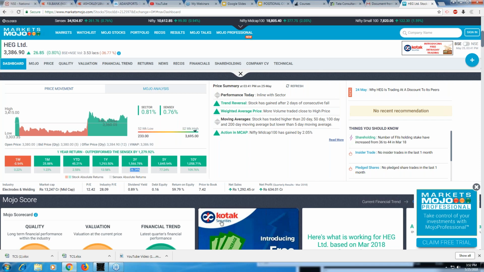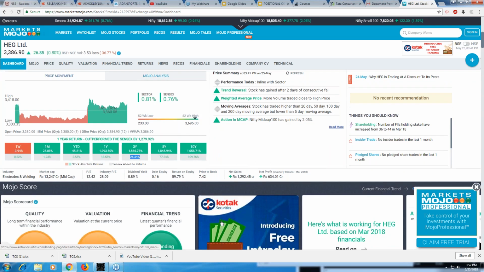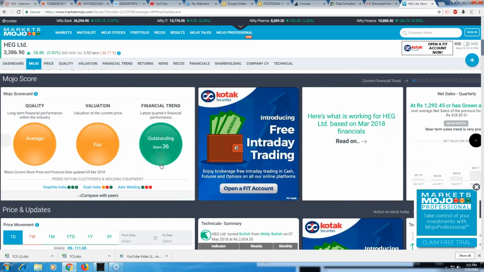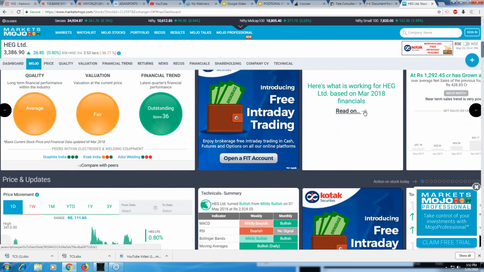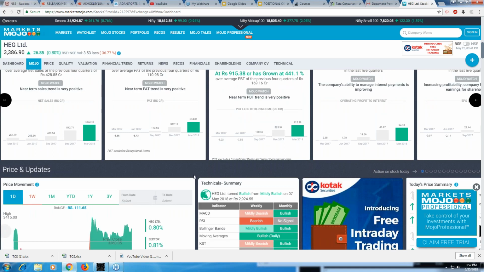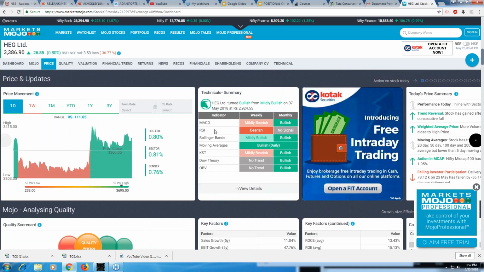Then comes the quality Mojo scoreboard. Quality is average, valuation is fair, financial trend is outstanding, score is 36, right? Here is what's working for HEG, so go on to read. You can read here that rupees 1292.45 crore has grown to 2014%, right? See the growth of the company, how this has grown. All of it you can run through, and then you can see price movement on 1 year, 1 week, 1 day, everything. Then you can see the technicals also.